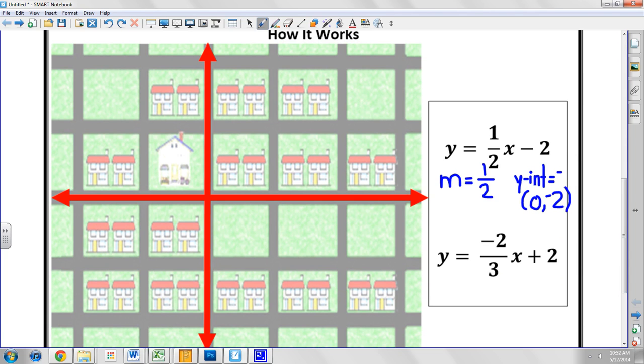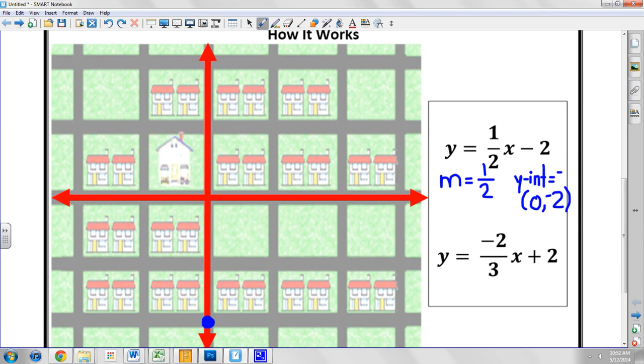So we go to the point (0, -2) on this graph. Now it looks like a map. There's a reason for that. We treat our y-intercept as our starting point. I'm going to go down to (0, -2), which is the y-intercept, so -2 on the y-axis. I'm going to use my slope as directions. It's going to tell me how many blocks up and how many blocks over, or how many blocks down and how many blocks over. So it's a slope of 1 over 2.